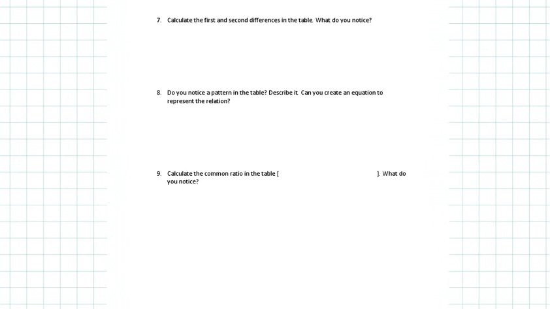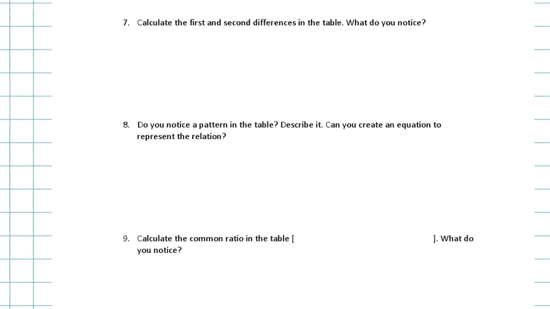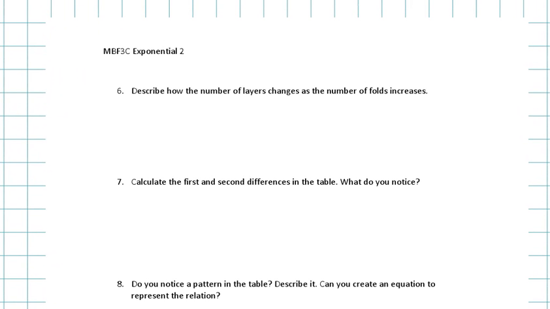Describe how the number of layers changes as the number of folds increases. We've already explained that. It doubles, right? So it doubles each time. So we have an exponential growth, or it grows exponentially. Fast.